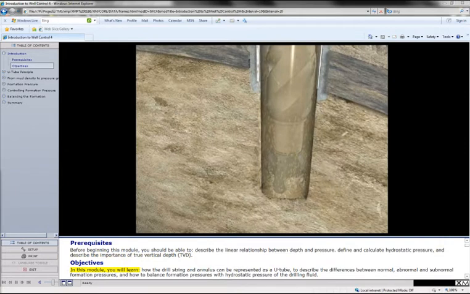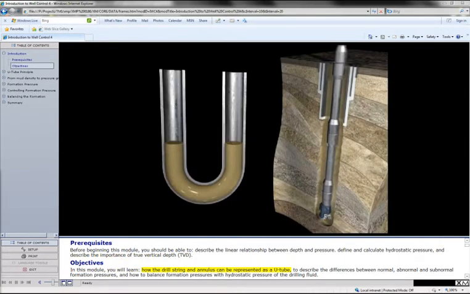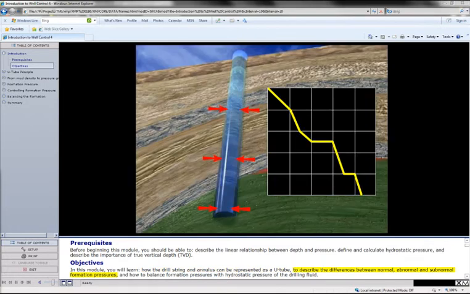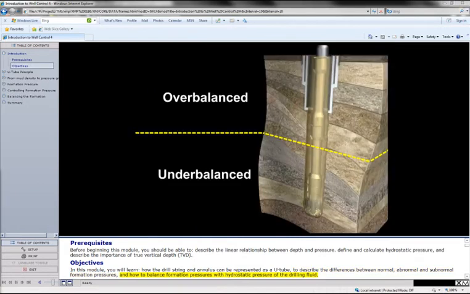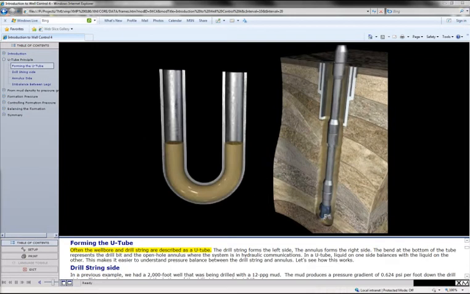In this module, you will learn how the drill string and annulus can be represented as a U-tube, to describe the differences between normal, abnormal, and subnormal formation pressures, and how to balance formation pressures with hydrostatic pressure of the drilling fluid. Often the well bore and drill string are described as a U-tube.